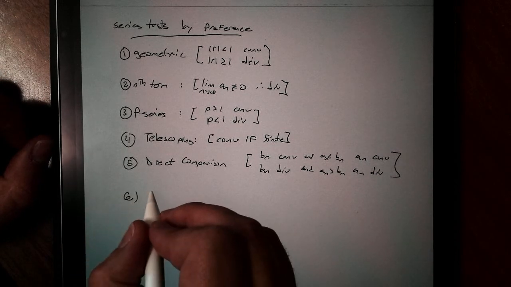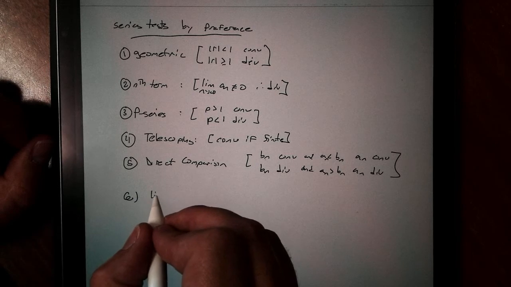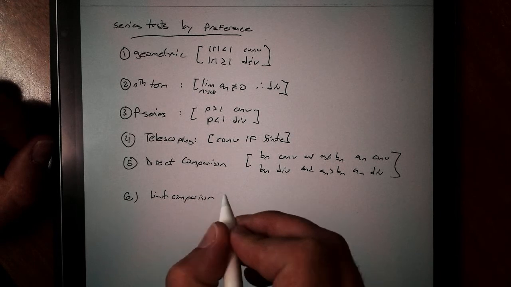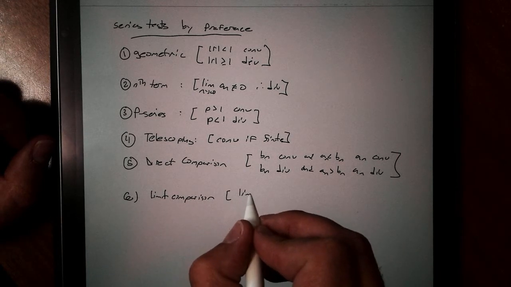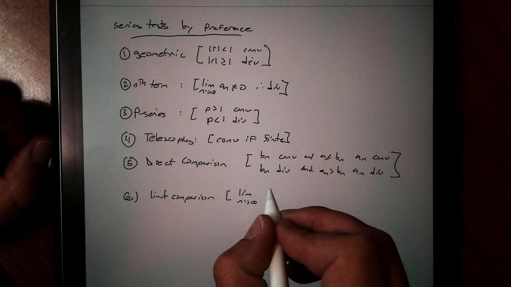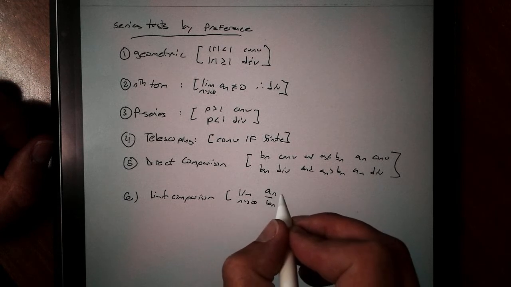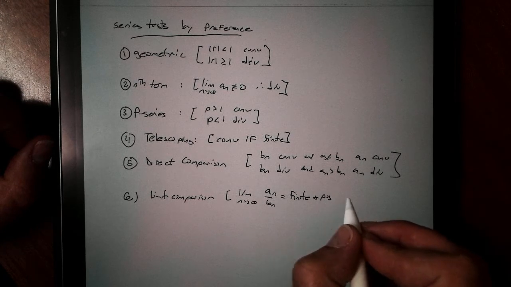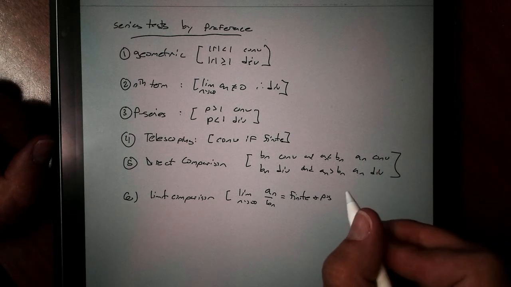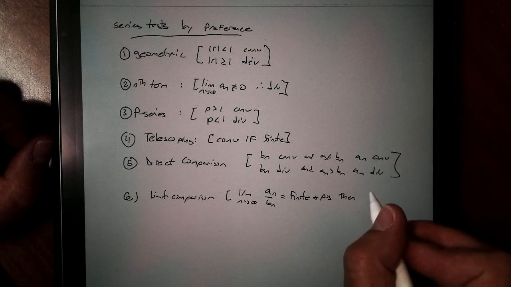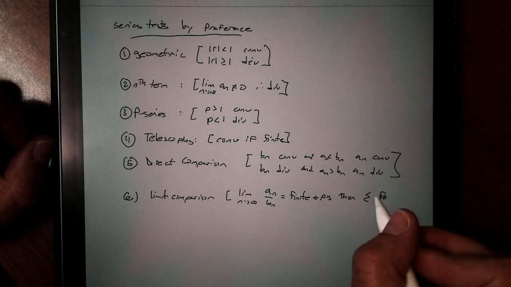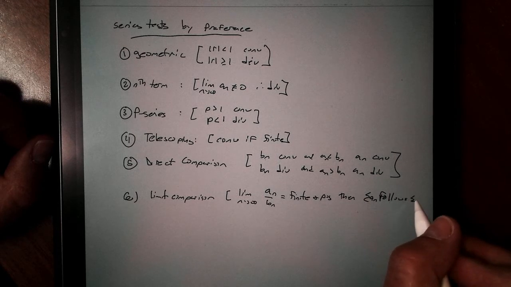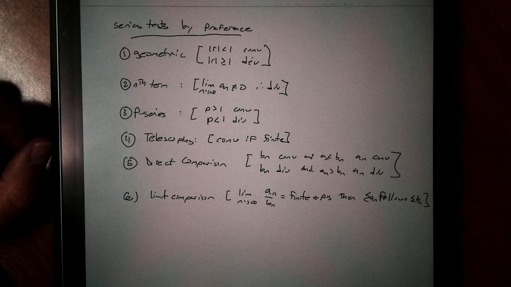Six, then we have limit comparison. And that just says we take the limit as n goes to infinity of a sub n over b sub n, and that is finite and positive. Then the summation of a sub n follows the summation of b sub n.